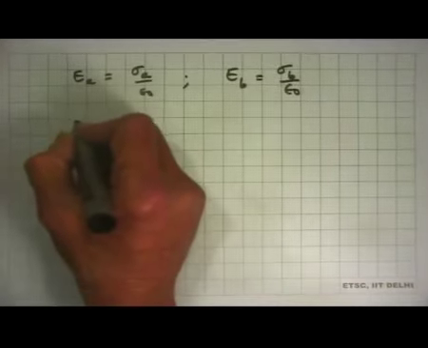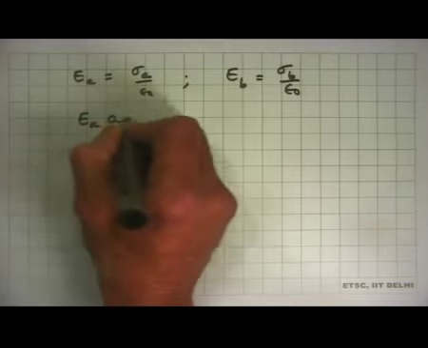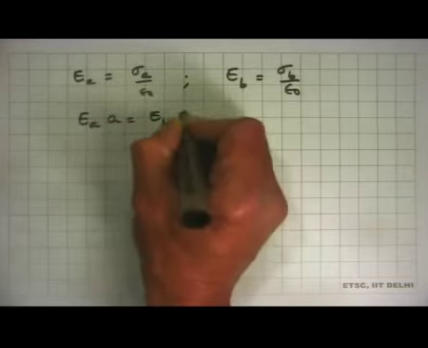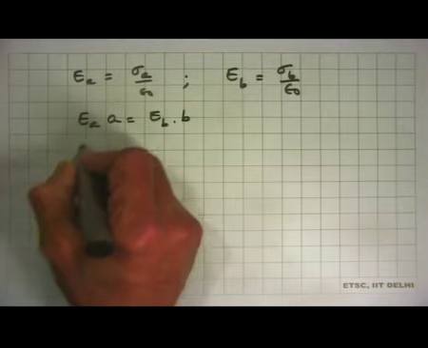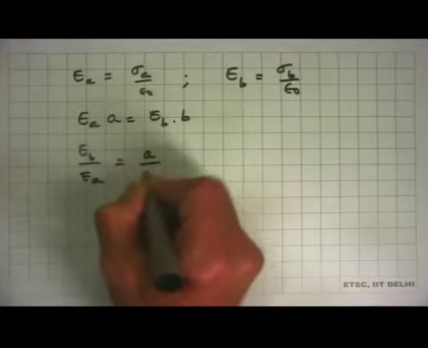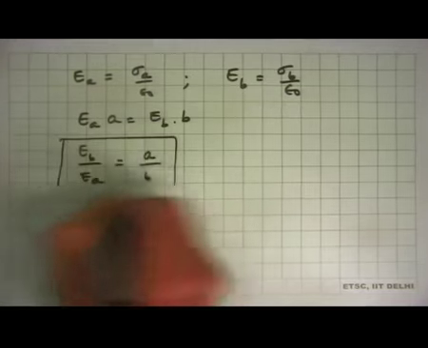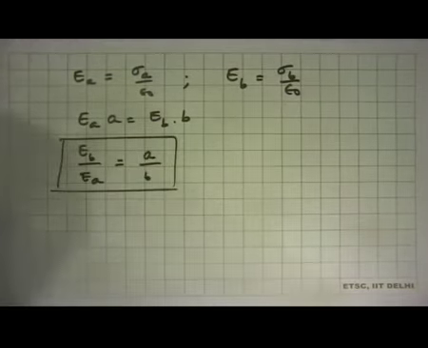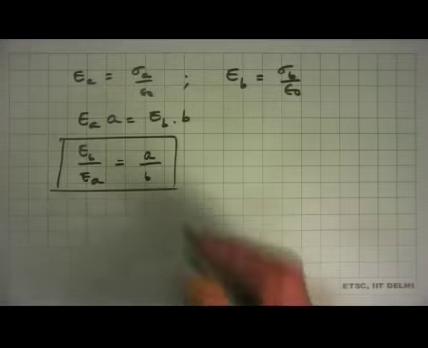And I have this relation: sigma A times A is equal to sigma B times B. So, it implies that E A times A is equal to E B times B. So, E B by E A is equal to A by B. So, the two electric fields are related like this.